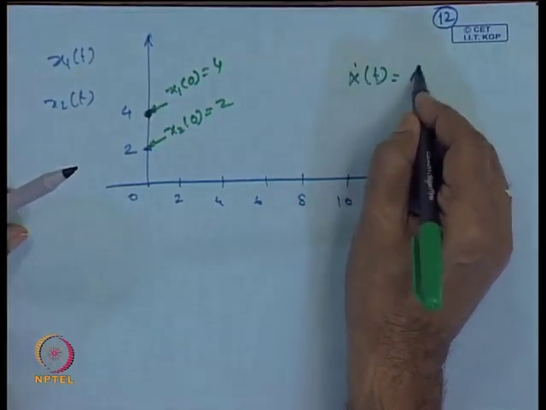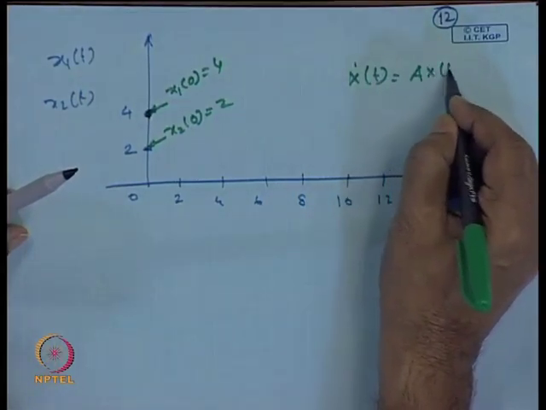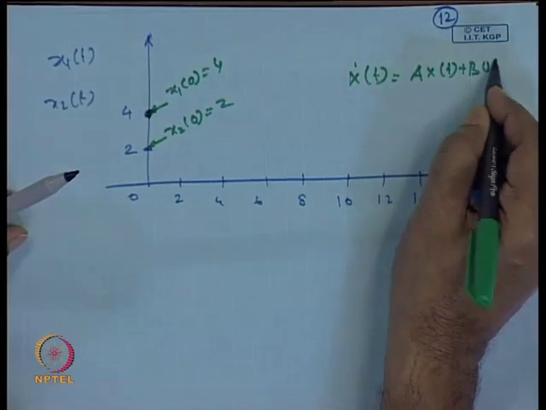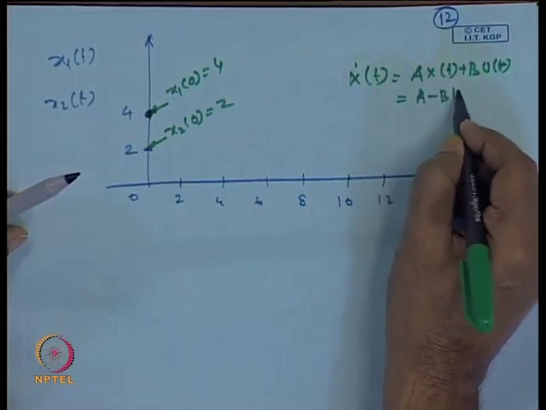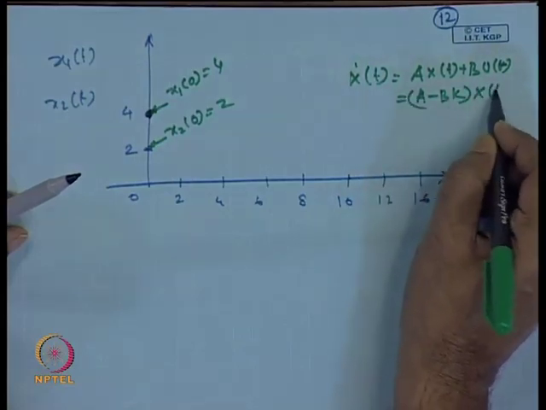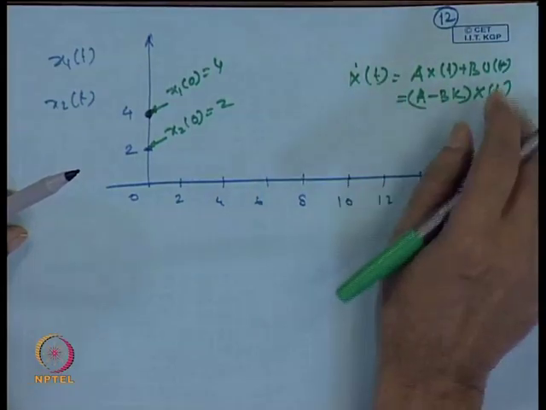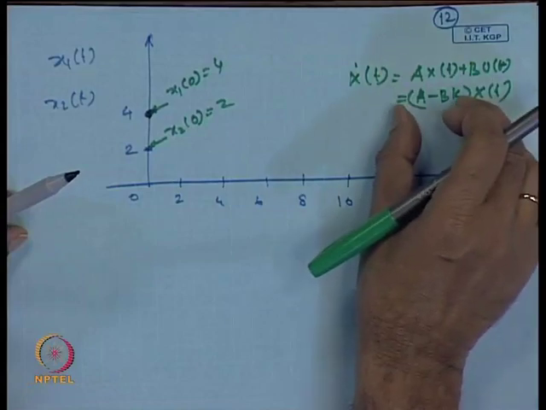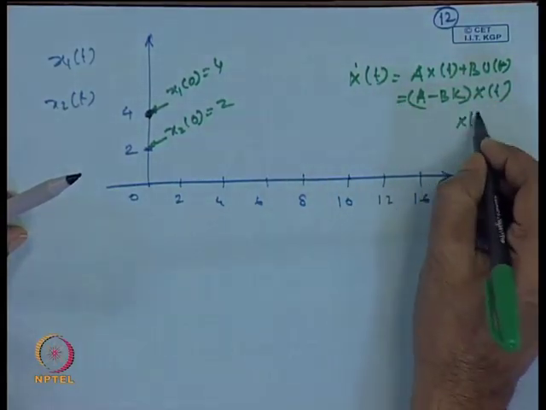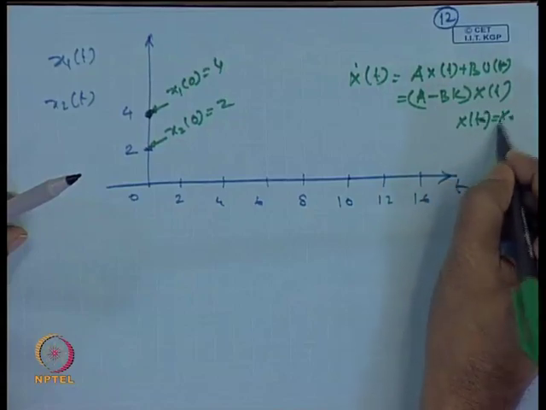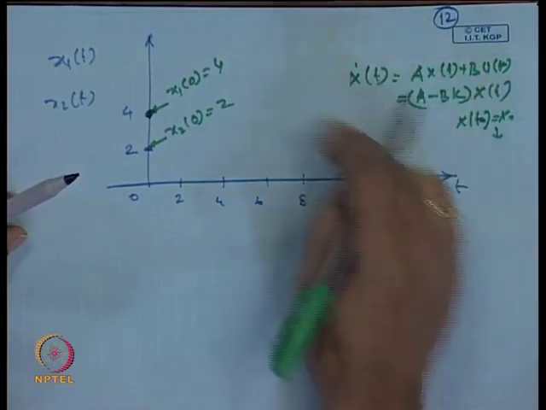x dot is equal to A x of t plus B u of t, agree? Or you can write A x minus B K of x t. So, it is a solution of an autonomous system. That autonomous system is the closed loop system. You know the value of given x at t 0 is equal to x 0 is given. So, you can solve this one.